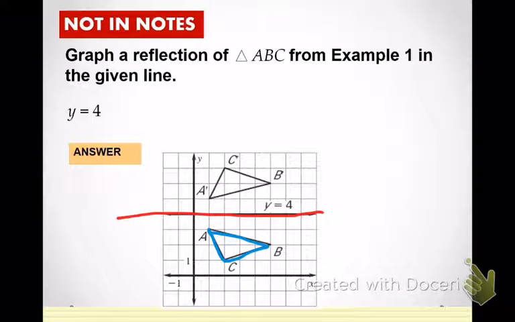So to graph the triangle, again, you're counting points. The distance from the red line to A was 1, so we went up 1. The distance from the red line to C was 3, so we go up 3 from there. And the distance of B to the red line was 2, so we go up 2 on the other side of the line. That gives us our new points. Everybody get the idea? All right.